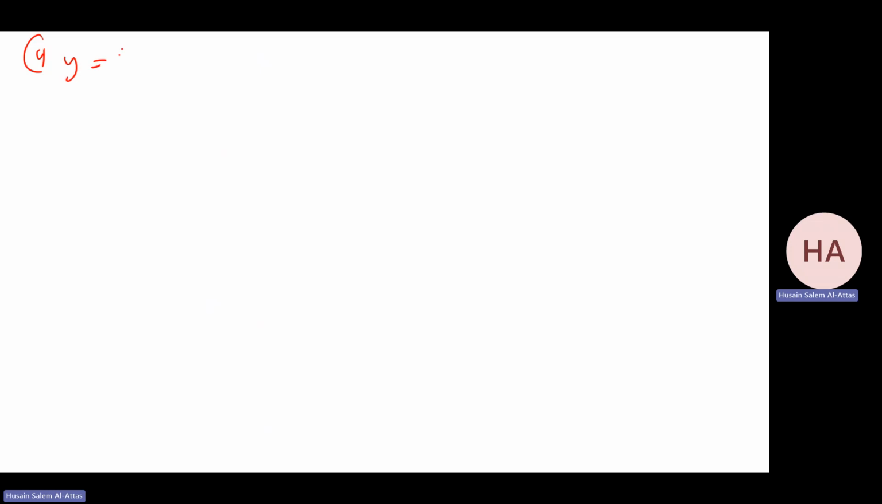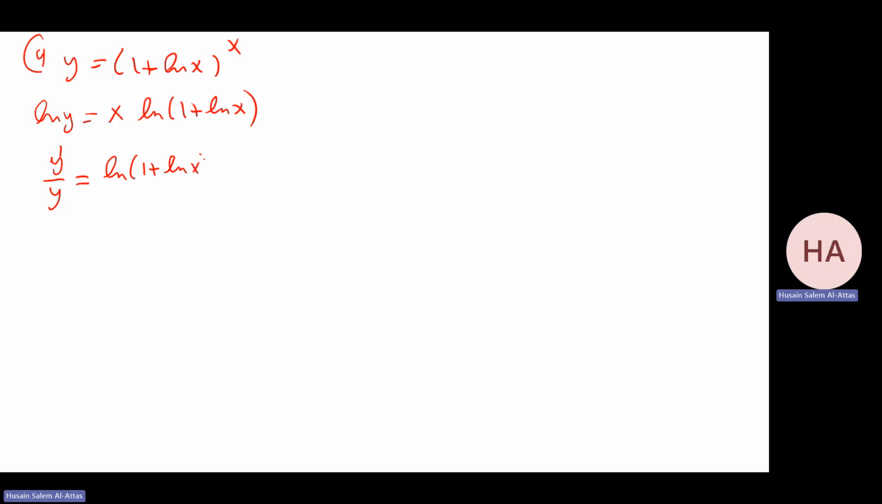Next one: y equals 1 plus ln x, to the power x. Same thing, take ln, that will be x ln of 1 plus ln x. Okay, differentiate: y prime over y, you get ln of 1 plus ln x plus x times 1 over 1 plus ln x, times the derivative of ln x, which is 1 over x.